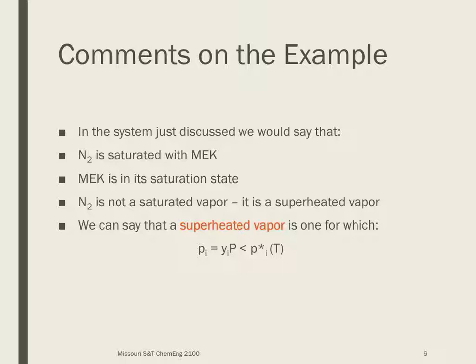Now this gives me a way that I can use Raoult's Law to define, mathematically, what it takes to be a superheated vapor. A superheated vapor is one where the partial pressure is less than the vapor pressure at that temperature. So this gives me a quantitative way to define a superheated vapor. What we had before was a qualitative look at a graph. This is just simply an alternative.